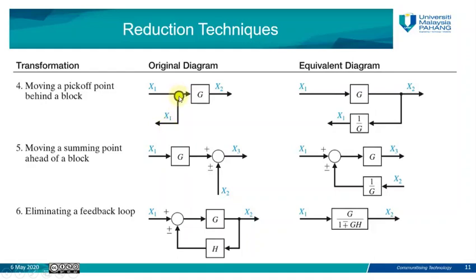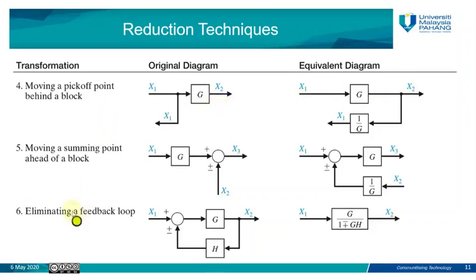So if we want to move this point from before G to behind G, X1 will go through G to give you X2, so nothing changes here. But if I want to take another input for X1, I need to modify it, or divide this value over G. So I have X1 times G divided by G. So G will cancel with G and the output is still X1, the same as that output. So this X1 is the same as that X1, and that X2 is the same as that X2. Even when we move the pickup point from the input to the output, we still keep the same values.